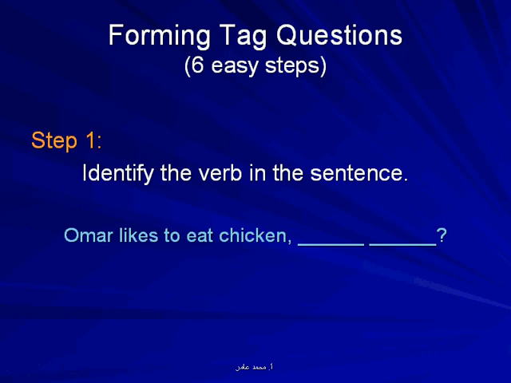Forming tag questions: six easy steps. Step 1. Identify the verb in the sentence. Omar likes to eat chicken. The verb here is likes.